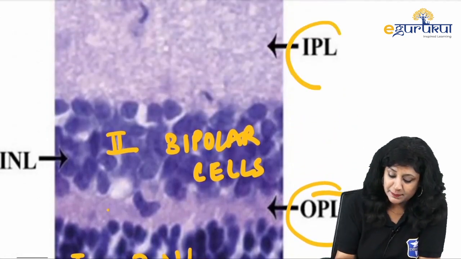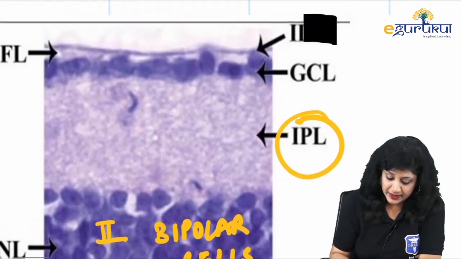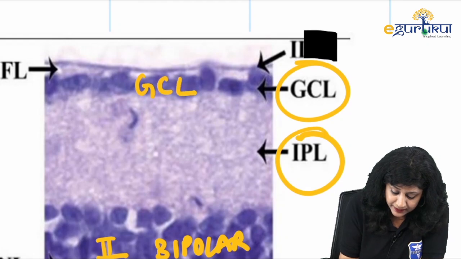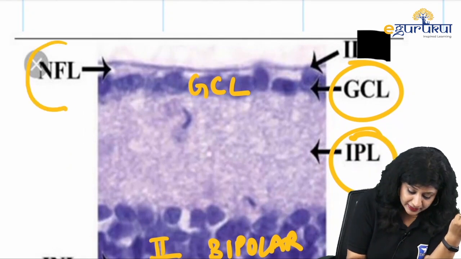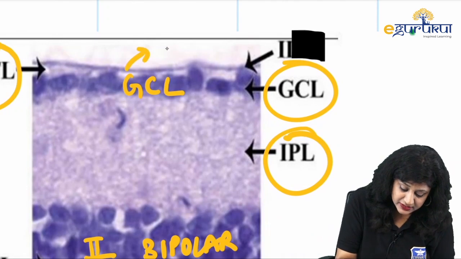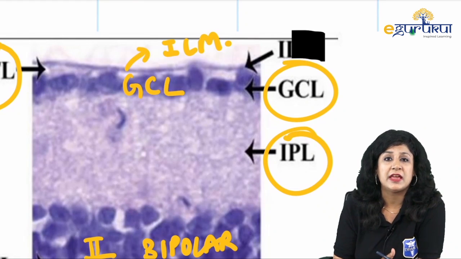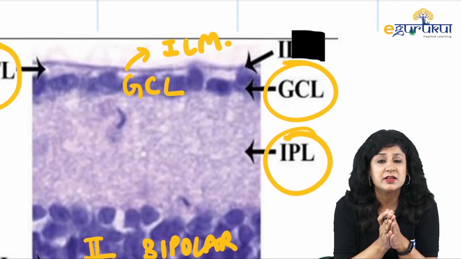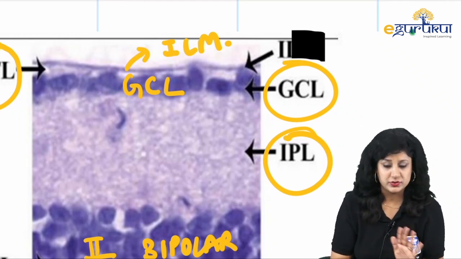Then we have the plexiform layer, because now these bipolar cells have to synapse with the third order, and the third order is your ganglionic cell. So this will be your ganglionic cell layer, and ultimately the axons of the ganglionic cells will be going in the nerve fiber layer, and the nerve fiber layer will finally have this internal limiting membrane. So even if you get this kind of picture, you can easily recognize the sequence of the different layers by your first order, then second order, and then third order neurons, right?